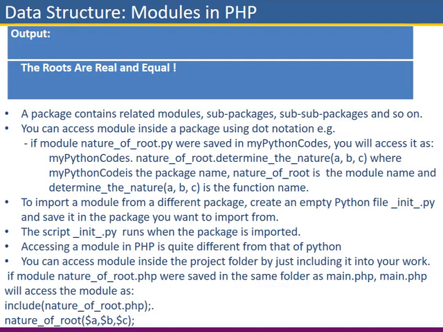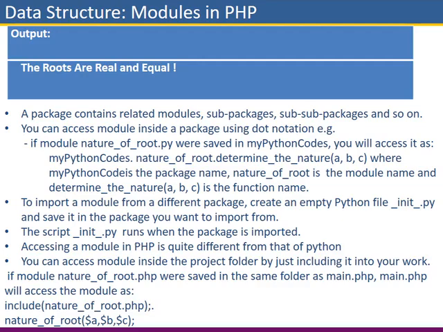So my_python_code is the package name, nature_of_root is the module name, and determine the nature is the function name. To import a module from a different package, we create an empty Python file, which we have seen in the introduction to Python programming, and we save it in the package you want to import from. The script is __init__.py, which runs when the package is imported.